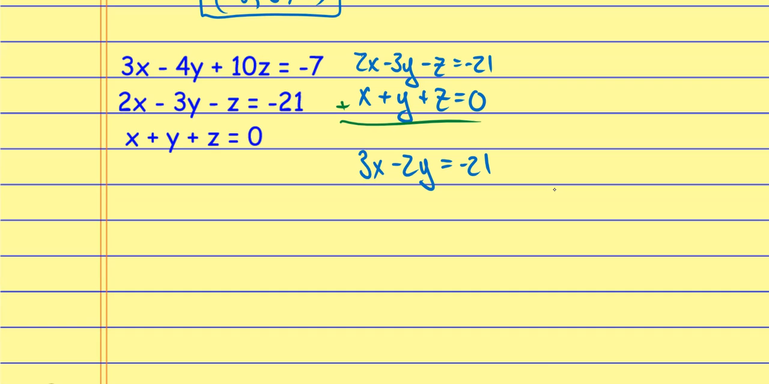But now I have to do elimination again, and I have to eliminate the same thing. I have to eliminate z again. And the other rule here, and this is what is a little bit tricky with elimination, is I have to use the equation I haven't used yet. Notice, I added these two equations together. I used the second two equations. I have to eliminate z again, and I have to use the 3x minus 4y plus 10z.